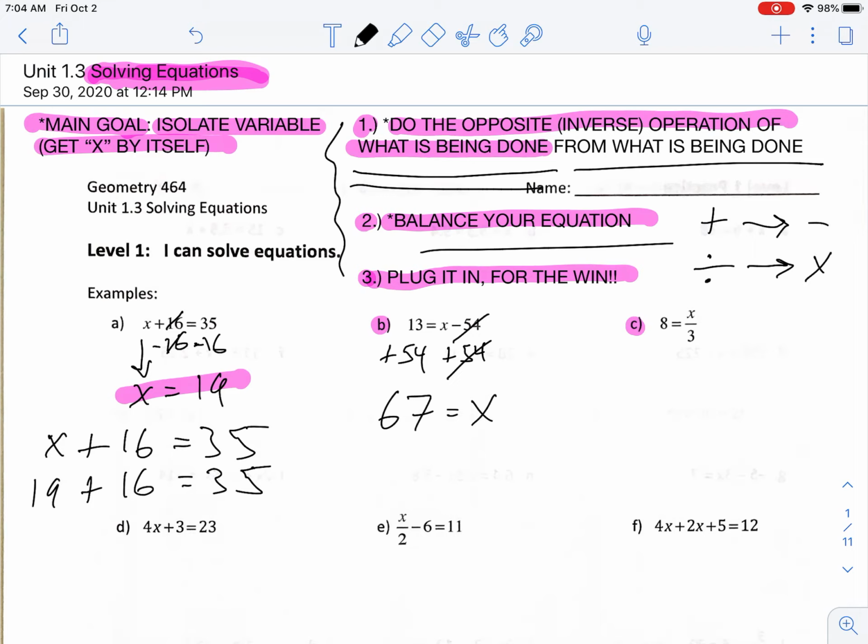So, 8 equals x divided by 3. Let's do it.